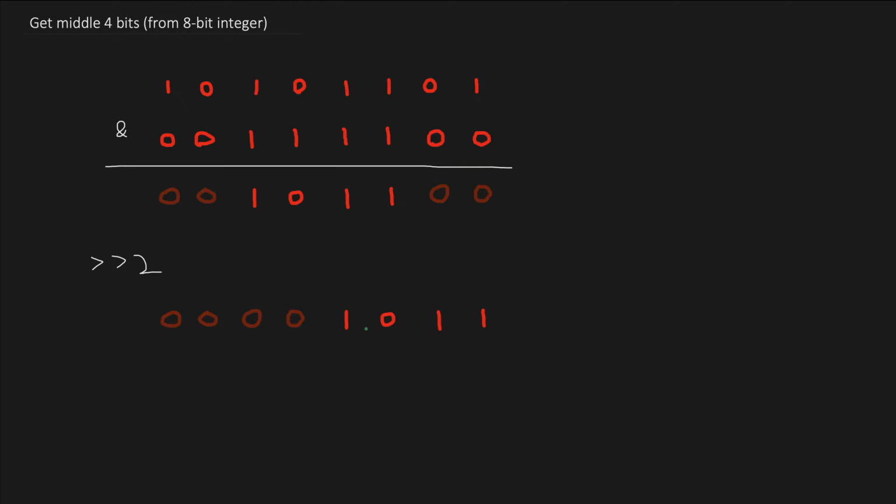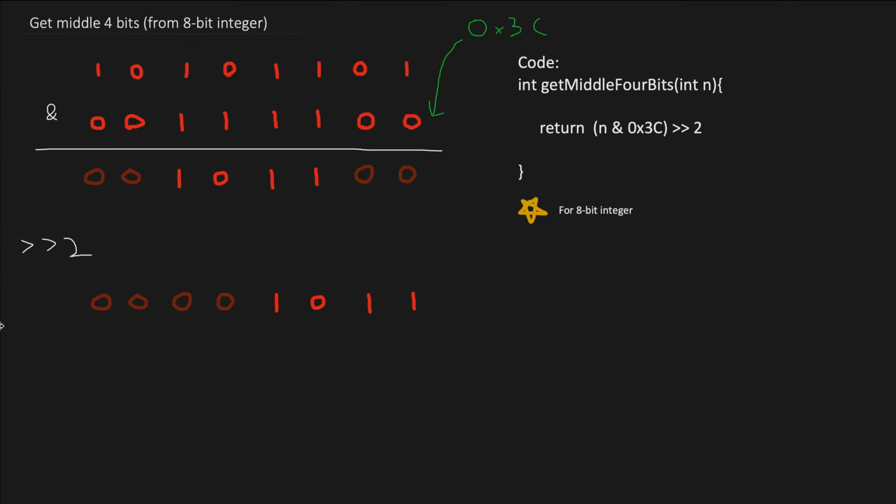We can just return. So to visualize this function in code, if we have a function called get middle 4 bits, we want to take in the number, and then we want to AND it with this number here. In my code example, I just turned it into a hexadecimal. So this number is the same as 3C in hexadecimal. So we AND it with 3C, and then we want to right shift by 2. And then we can just return it.